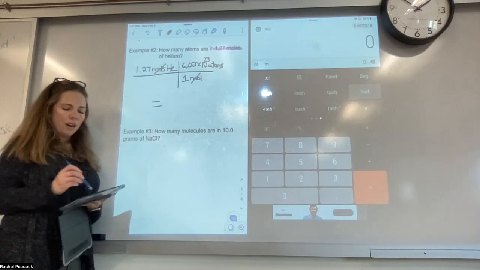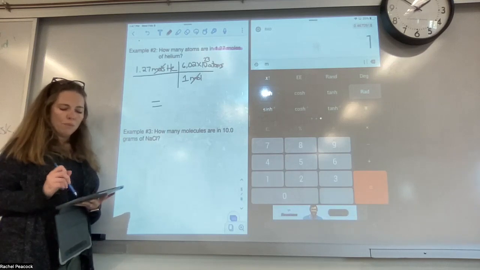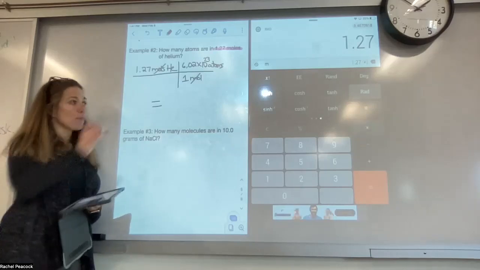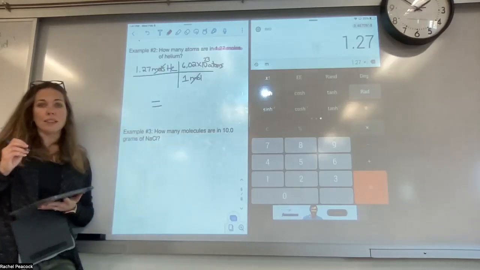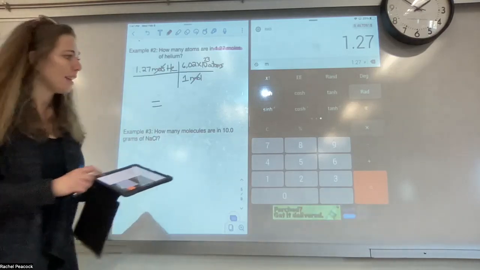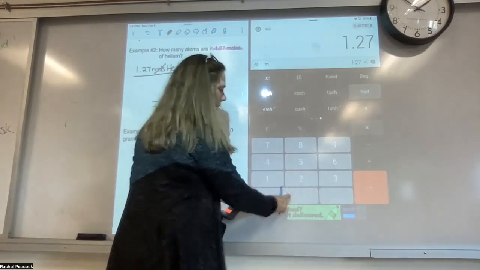So what you're gonna do here is you're gonna type in 1.27, right? Times, because remember, you multiply numbers together, like that are next to each other. Follow me, and this is important. Okay, I'm going to do 6.02.